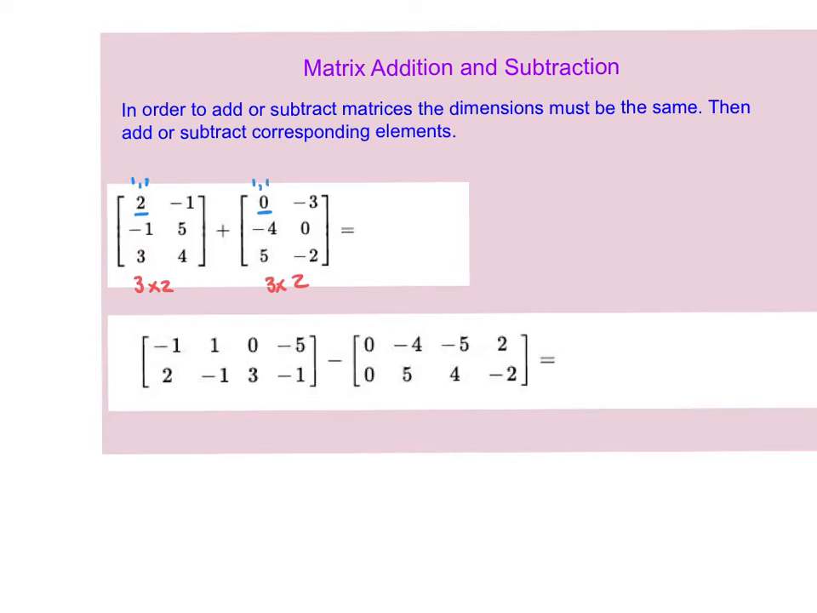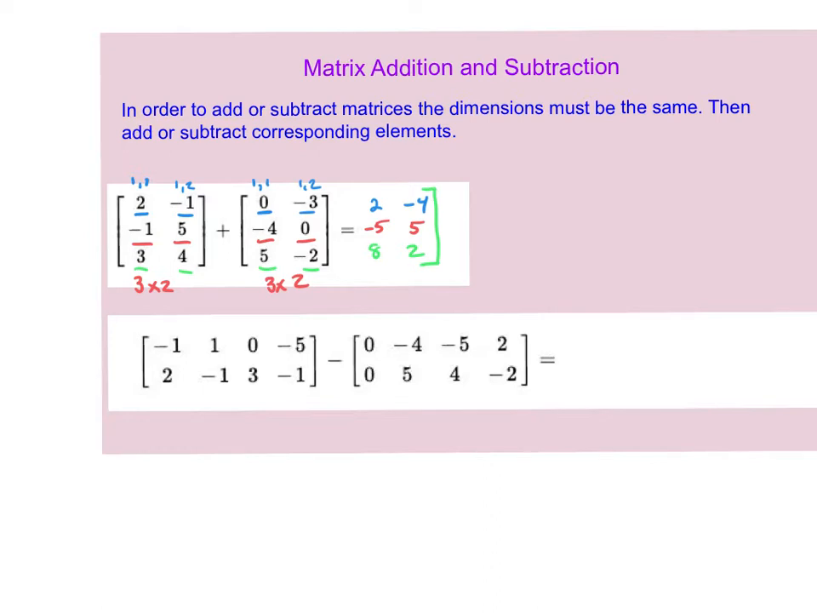So 2 plus 0 is just 2. This is in the first row, second column, so I add those together. So -1 and -3 gives me -4. And I'm just going to continue to do that. So -1 and -4 is -5. 5 and 0 is 5. And then we have 3 and 5 is 8. And we have 4 and -2 is going to be 2.